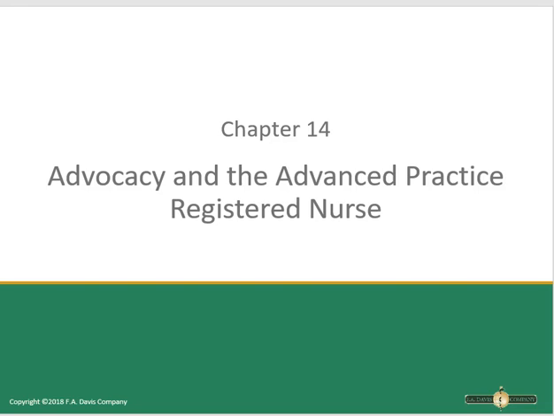The learning goals of this chapter are to demonstrate skills needed for advanced practice nurses to advocate for consumers, families, and public policy change, the role of health and wellness as a model for advocacy, and examples of advanced practice nurses as advocates for change within the healthcare system.